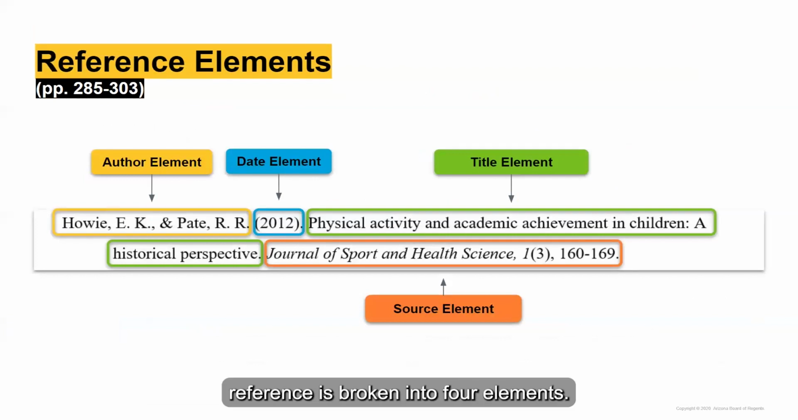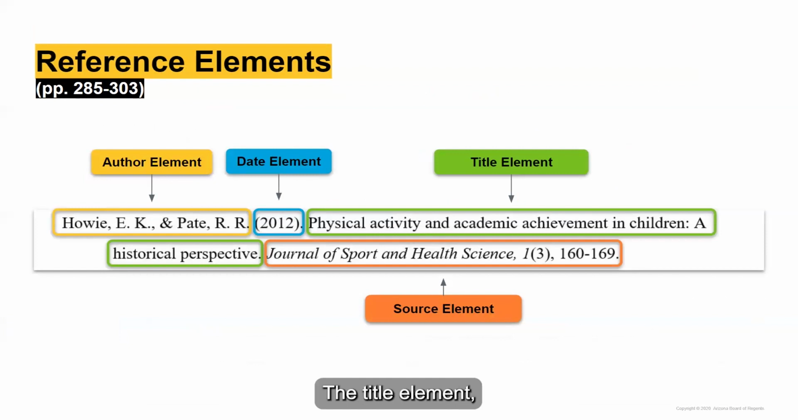Each APA reference is broken into 4 elements: the author element, the date element, the title element, and the source element. We will be going through each of these 4 elements in detail to discuss where you can find the information and how it should be formatted.